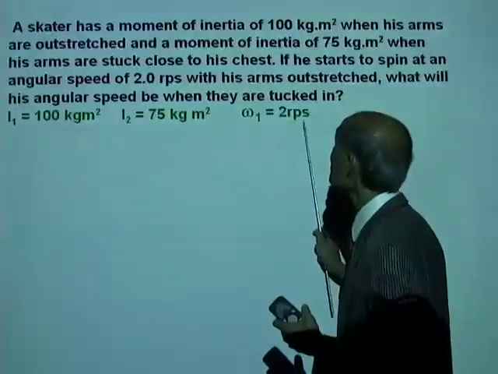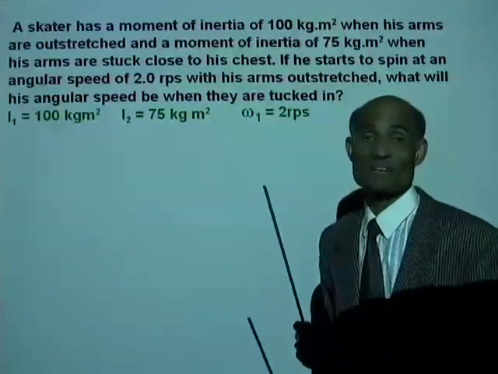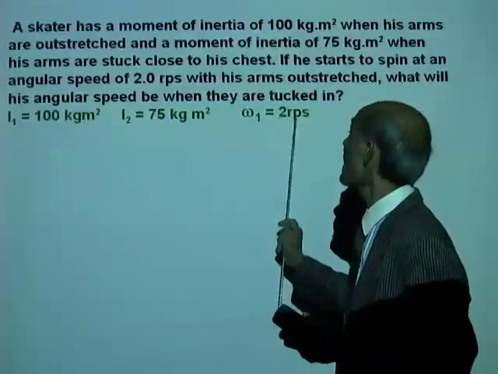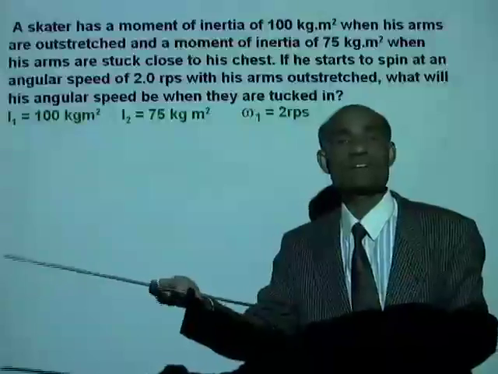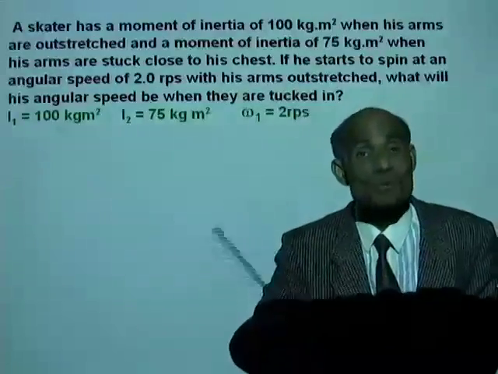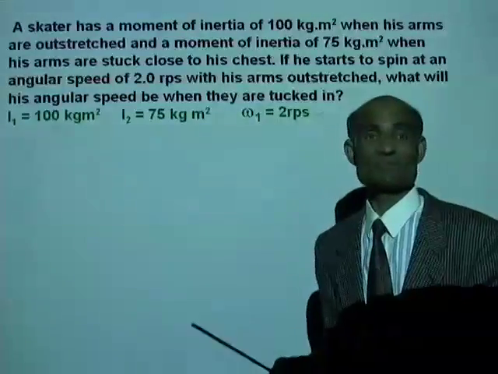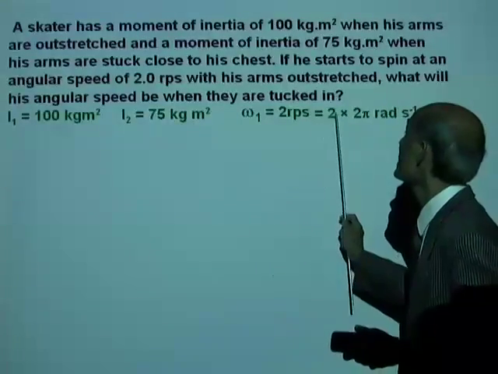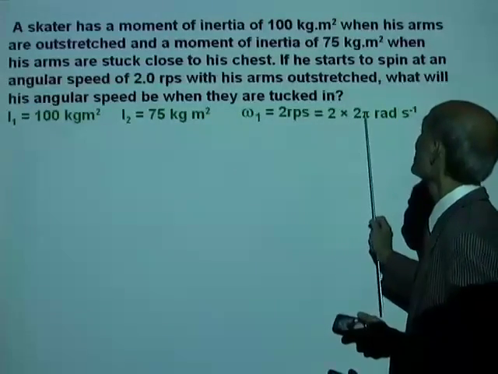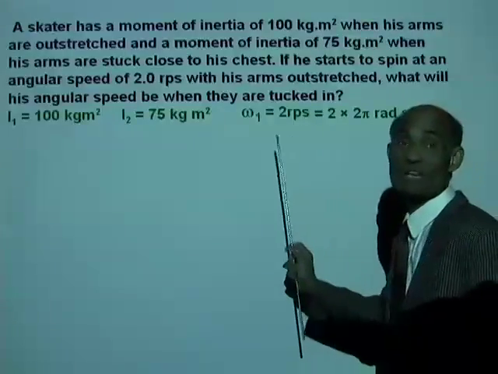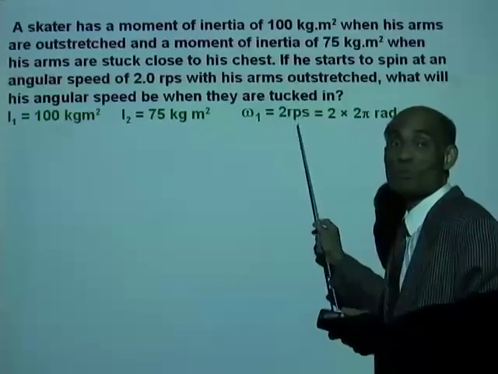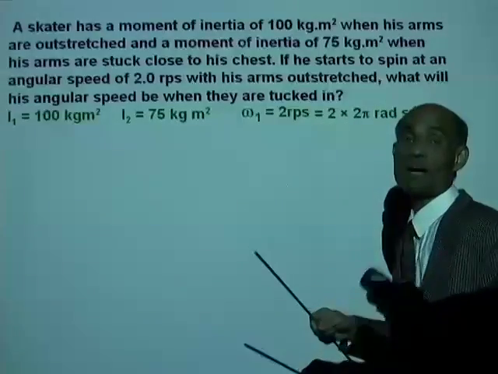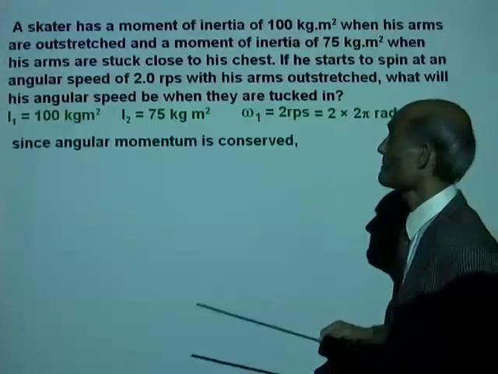It is 2 revolutions per second. You can leave it in that unit. If you leave omega 1 in revolutions per second, omega 2 will also be in revolutions per second. Or you can convert it to radian per second: 2 times 2 pi radian per second. Is that right? Revolutions per second is multiplied by 2 pi to make it radian per second.